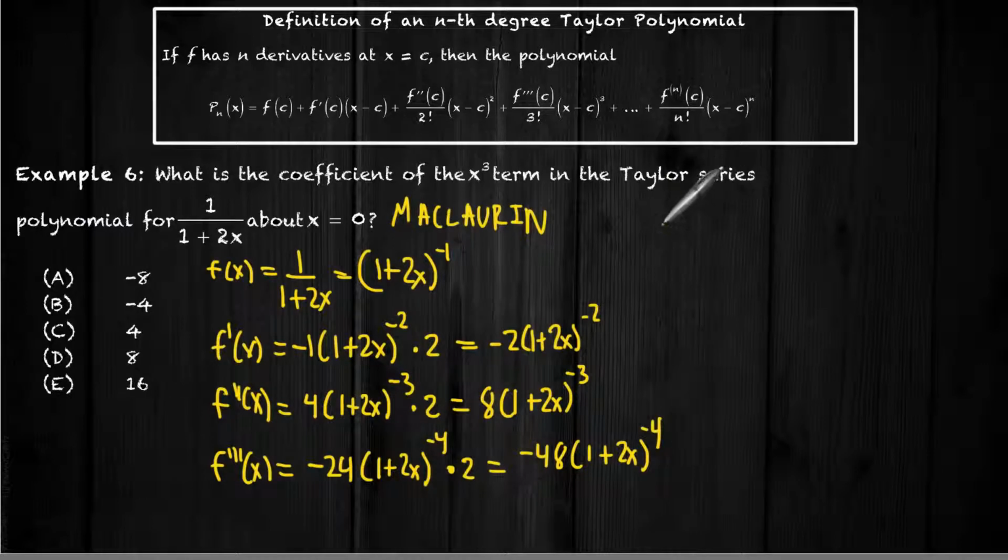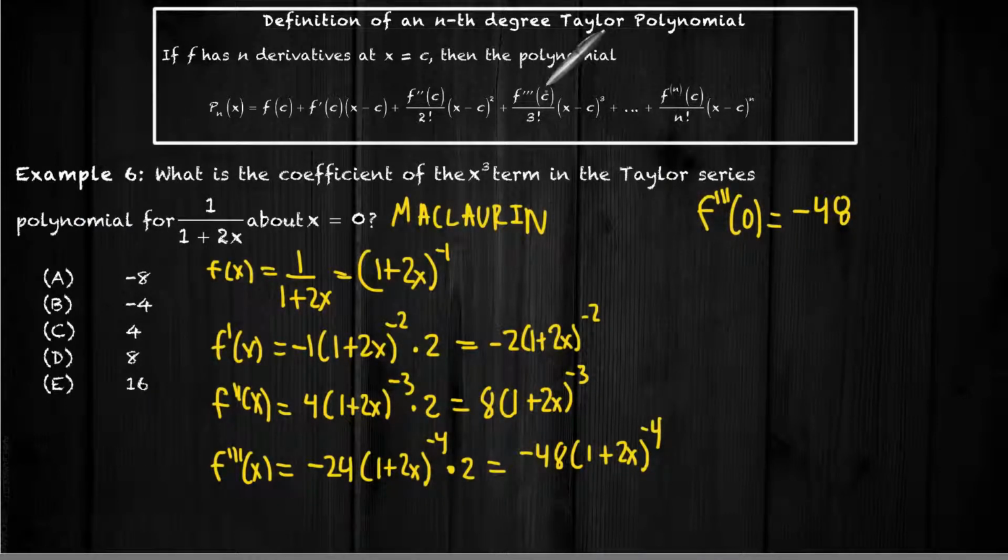And so now we need to evaluate each one of these derivatives at 0. But actually, we only need to evaluate the third derivative at 0 because it's only asking us for the coefficient in front of the x to the third term. So we'll save ourselves a little time, and we're going to say what is the third derivative evaluated at 0? Well, if we plug in 0 here, we get 1 to the negative fourth, and 1 to any power is 1. So it's going to be negative 48. And if the people writing this problem were a little bit wiser, they would have put negative 48 as one of the answers because a lot of students are going to stop there.